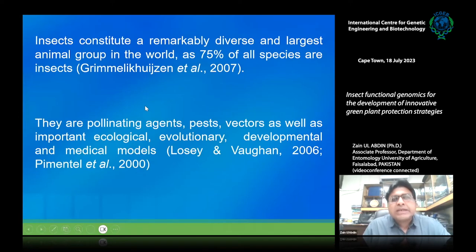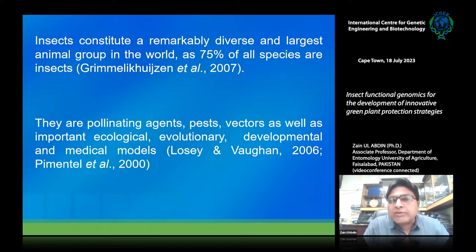If you can see, insects constitute a remarkably diverse and the largest animal group in the world. According to an estimate, more than 70% of all species are insects. From this statement, you can imagine how big this tiny creature population is over this universe. They are so tiny, so humble, but they have tremendous potential. They are extremely powerful tools to disturb humanity, to disturb our food security. That's why we are trying to manage them.